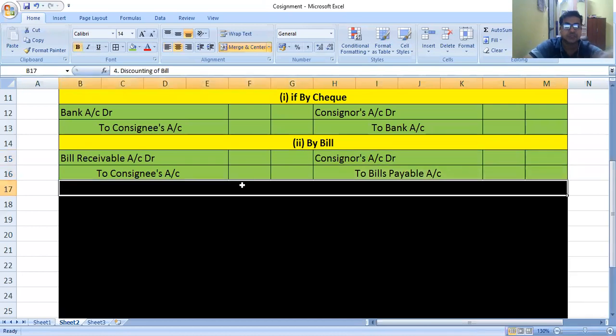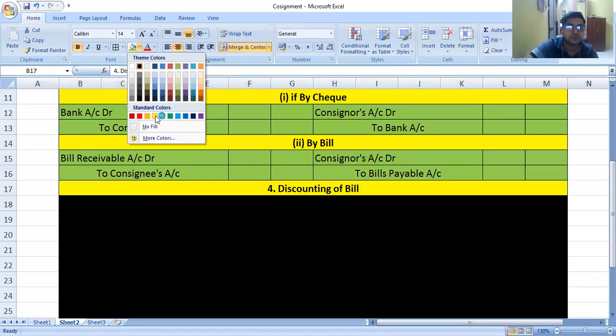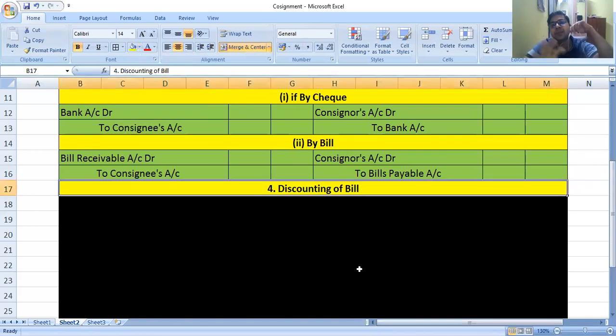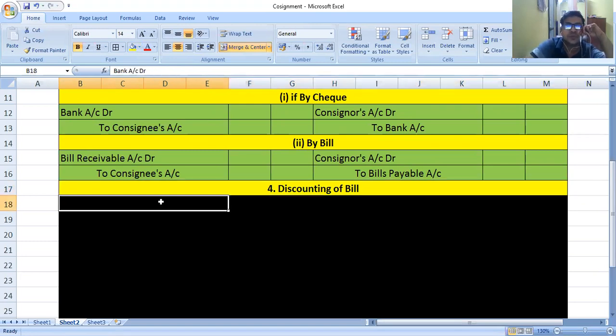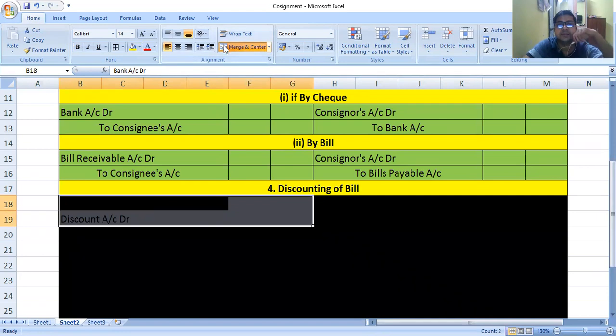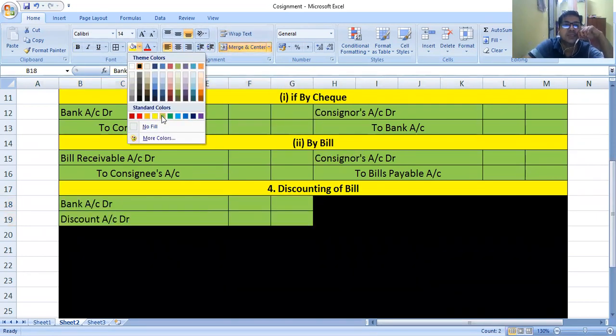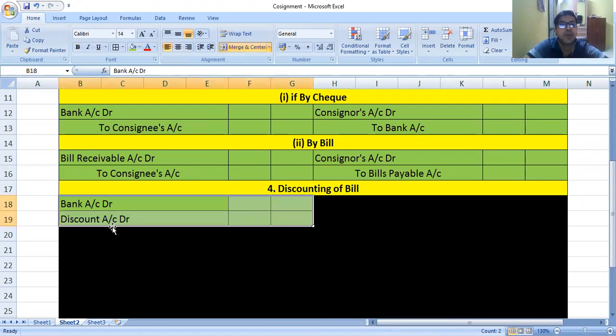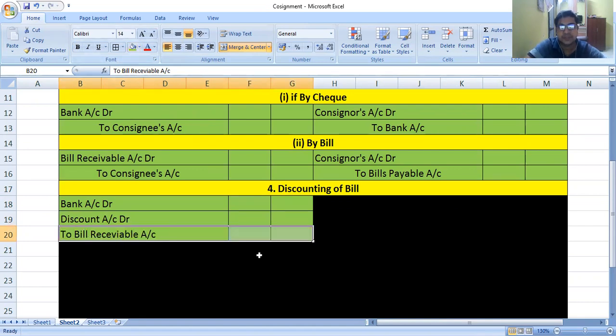the next transaction is discounting of bill. You studied the bills of exchange. Whenever the bill is discounted by bank, what will be the entry in the books of drawer? You know that, you are aware of that. First of all, in the books of consignor, the entry will be bank account debit, discount account debit to bills receivable account.